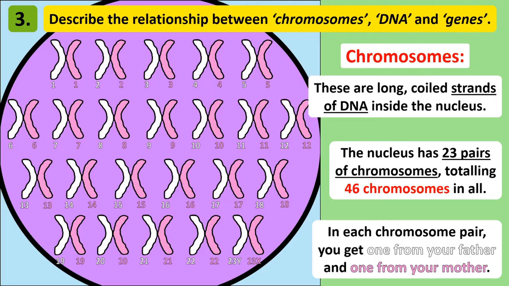In each pair, you received 1 chromosome from your father's sperm cell and 1 chromosome from your mother's egg cell. We signify this by labelling chromosomes you received from your father as white and chromosomes you received from your mother as pink. So if you look across all of your chromosomes, both white and pink, exactly half of your genetics came from your father and the other half came from your mother.